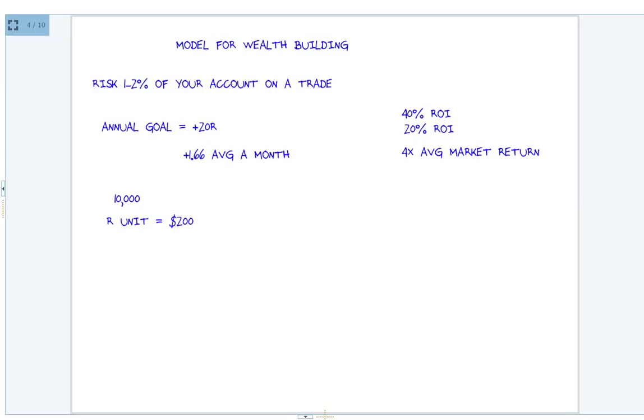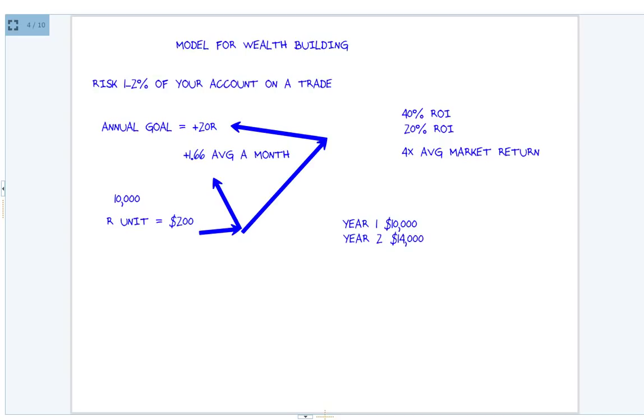So if your R unit is $200 and you make an average of 1.6 hours a month, that would mean you make 20 hours in a year. So what's 20 times 200? I'll pull up the calculator for you. 20 times 200 is $4,000. So year one, you started with $10,000. Year two, assuming you risk 2% of your account on every trade, your R unit is $200. You make $4,000. Now look how quickly this compounds.